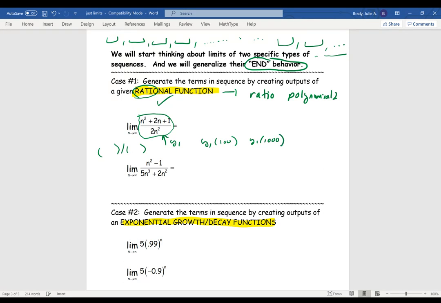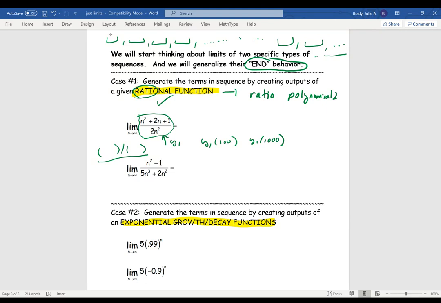And I want you to pause the video, go put this into y1. You'll need the x's instead of n's. You for sure need parentheses in the denominator, okay? And then come back to me, and then we'll talk about what you got, okay? All right, see you in a minute. Okay, you back?